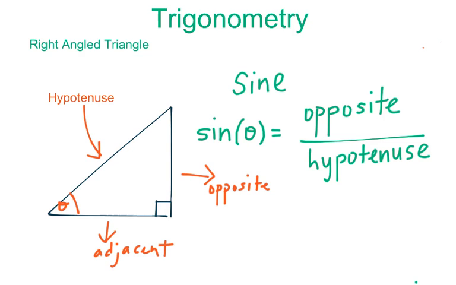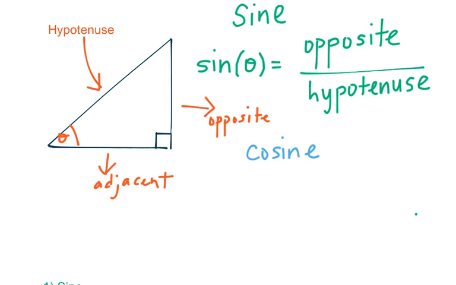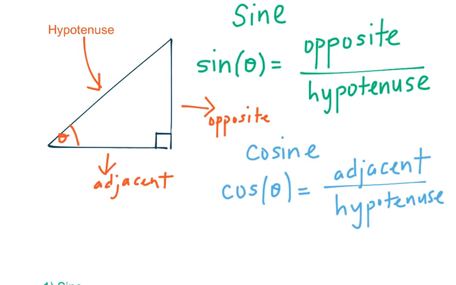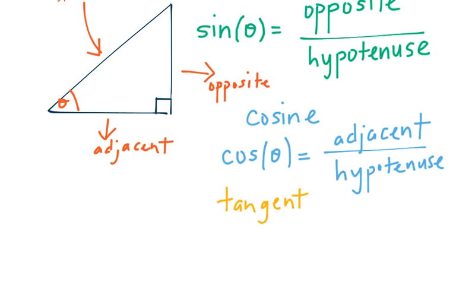Next, we'll look at our cosine function. Cosine is abbreviated by cos, so we're looking for cos of theta, and this is going to be equal to our adjacent over our hypotenuse. And our third special function that we're going to look at is our tangent function. Tangent is abbreviated by tan of theta, and this is going to be equal to our opposite over our adjacent.